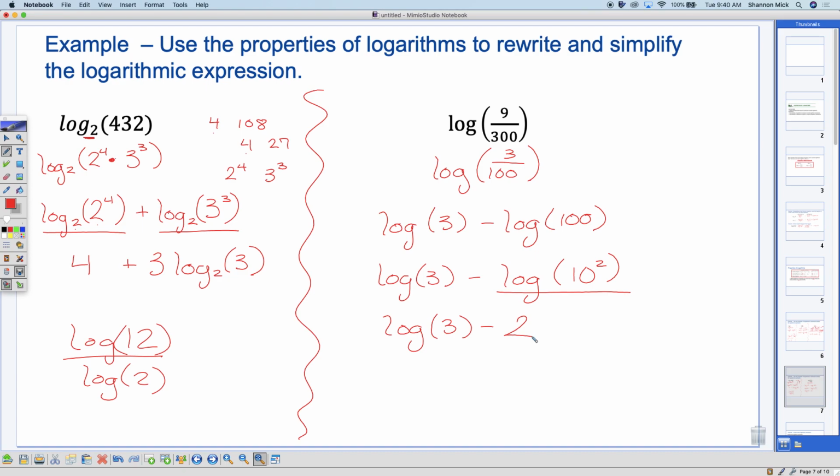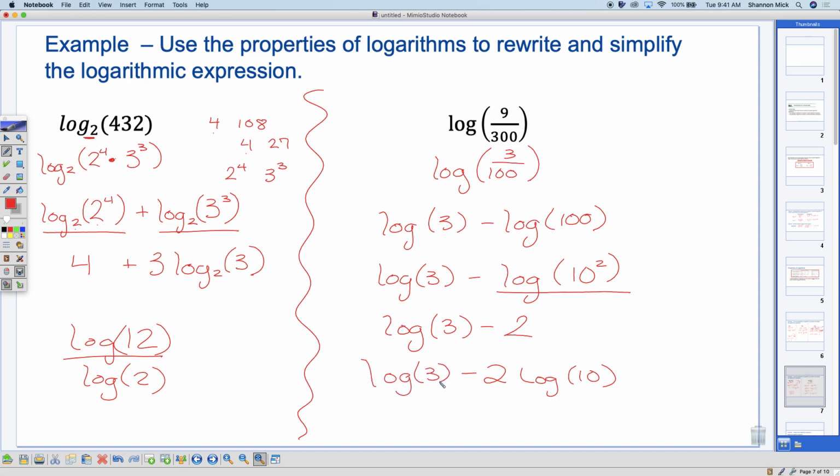If you use your rules, there are 6 rules to use, yes? If you wrote it out as log 3 times something, you would be wrong. I had a log 3 in front of it. It's not an exponent. You can't move it. You've got your log 10, so you can cancel out the base.